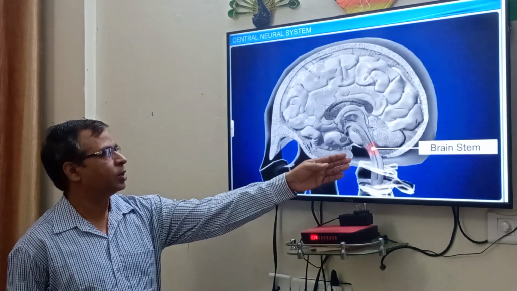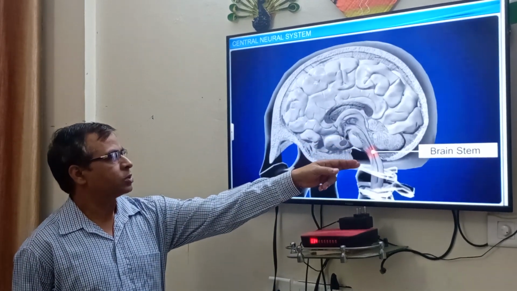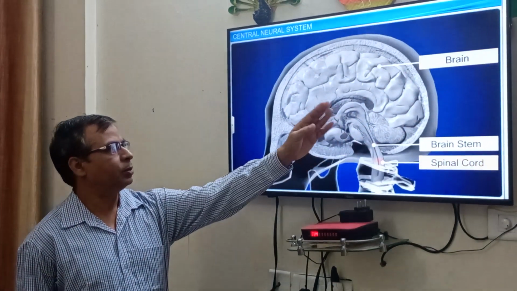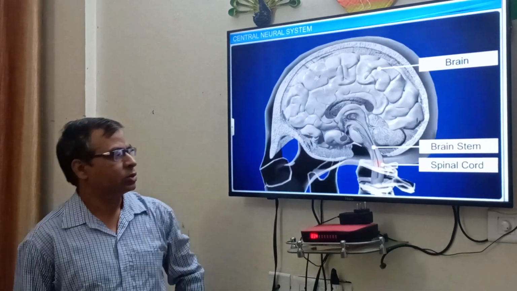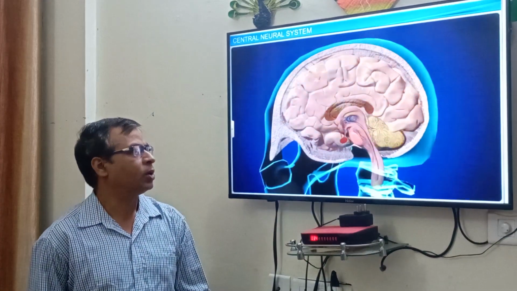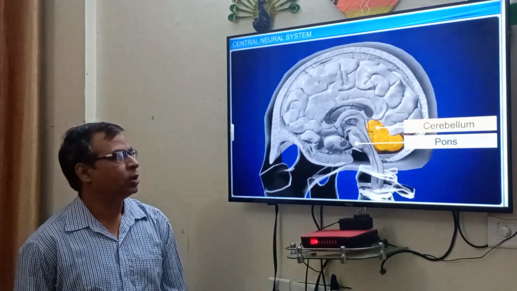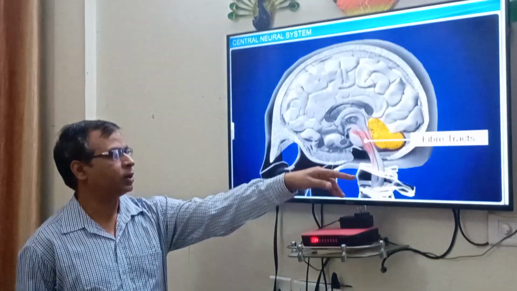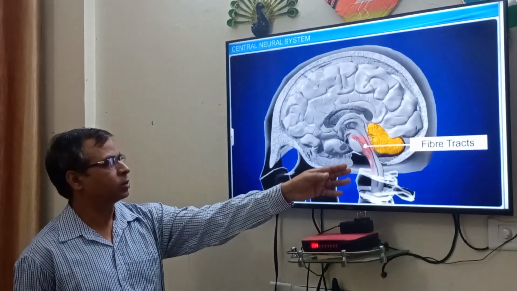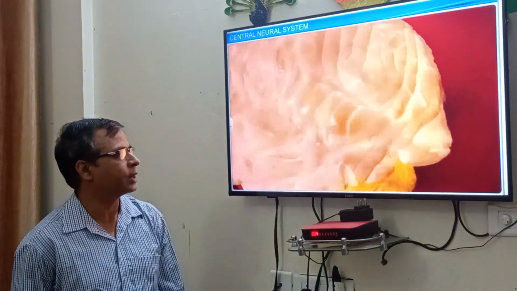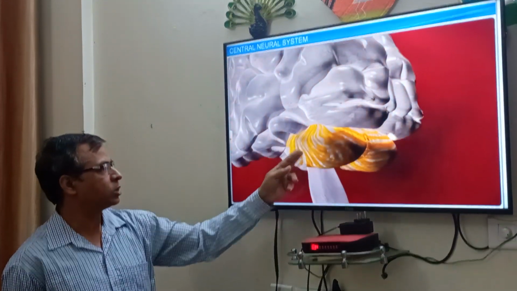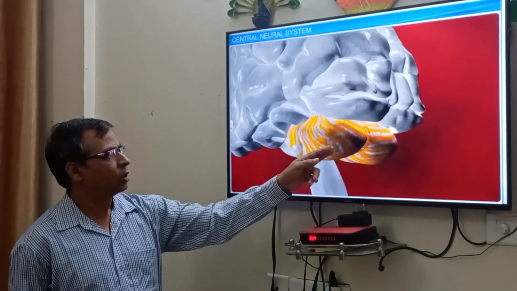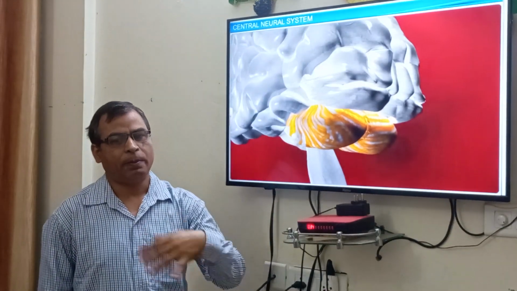This is the brain stem, connecting the midbrain and the hindbrain. The brain and spinal cord are connected by the brain stem, which includes the pons. These are the hindbrain portions: cerebellum, pons, and medulla oblongata. There are also fiber tracts. This region is called the cerebellum, which controls different movements and balancing.